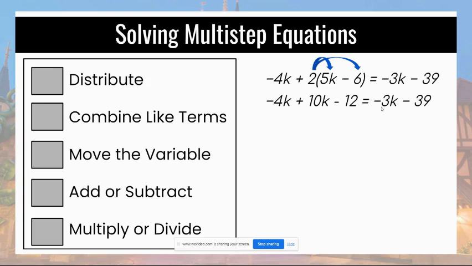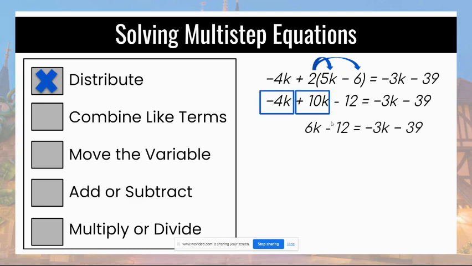So I get negative 4k plus 10k minus 12 is equal to negative 3k minus 39. Now we can combine like terms. Looking on the left side, I have two things that have a k, so I'm going to combine them. Negative 4k plus 10k is 6k. So I get 6k minus 12 is equal to negative 3k minus 39. On the right, the negative 3k has a k, and the negative 39 does not, so I cannot combine them.